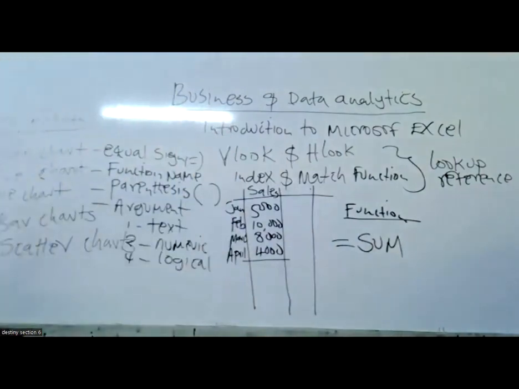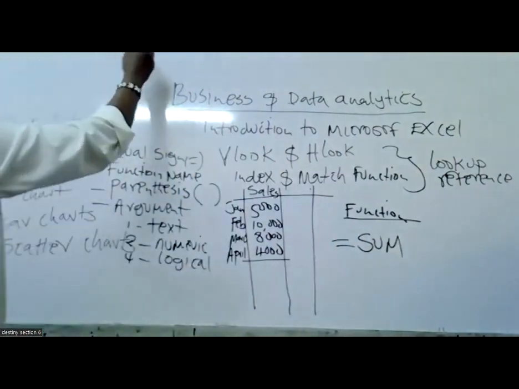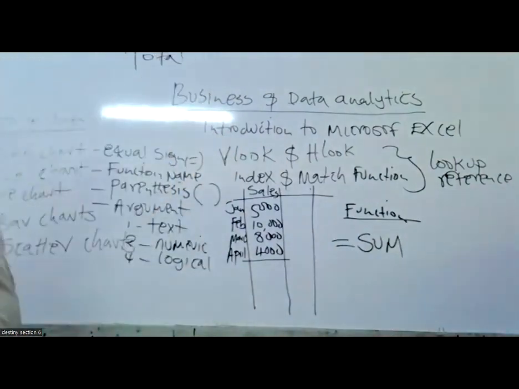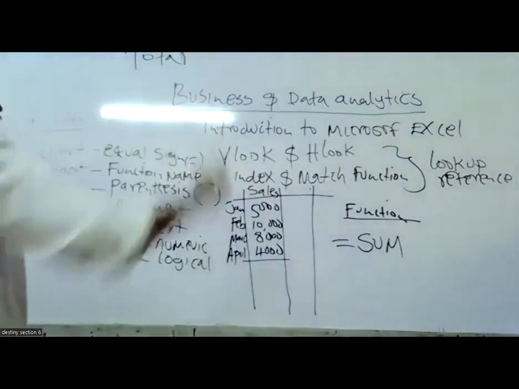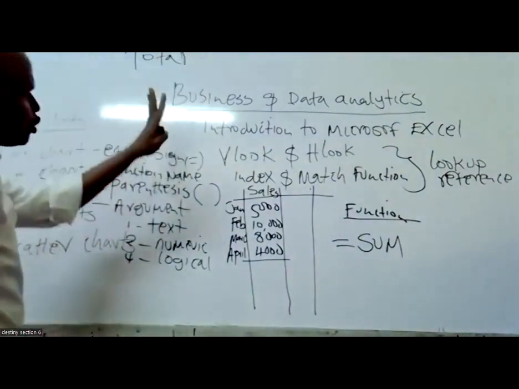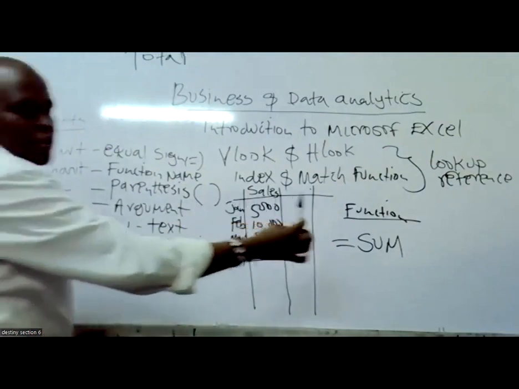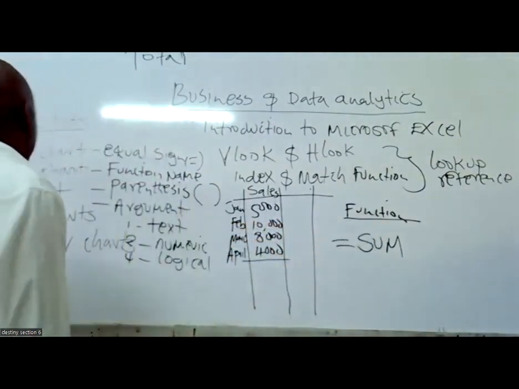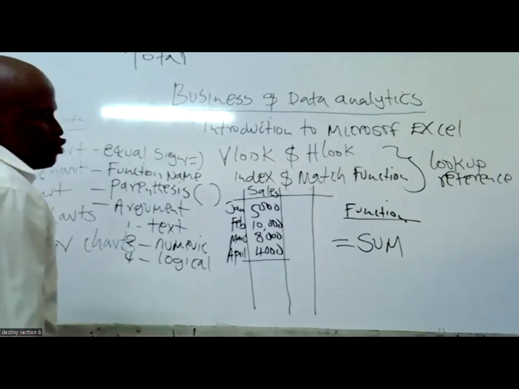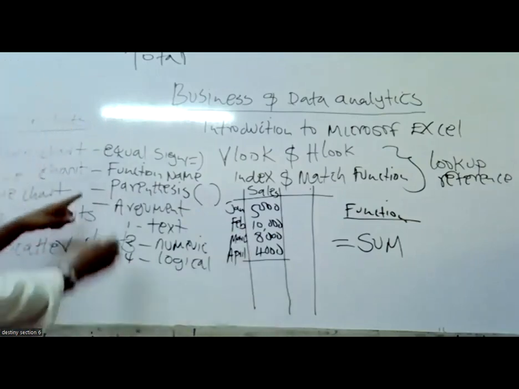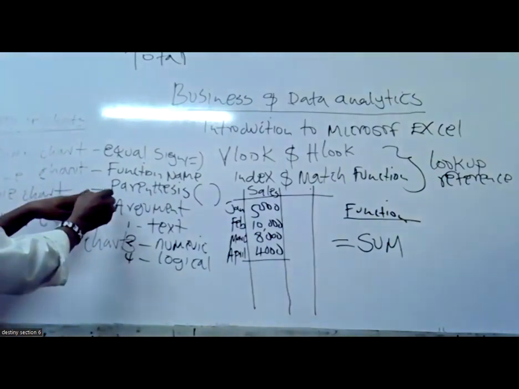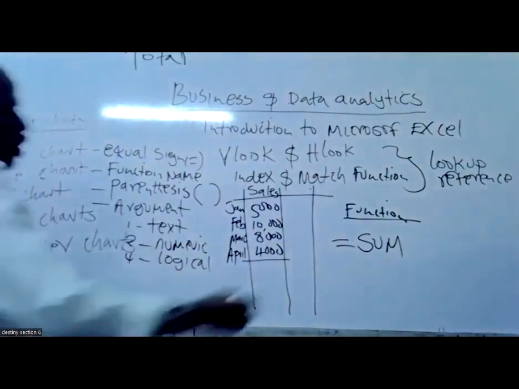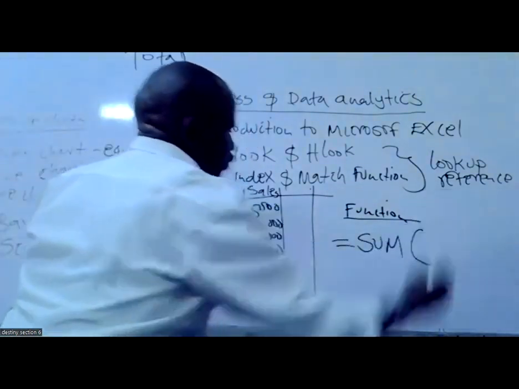For the function name, it is not total. We don't have any function called total. If it is the grand total, the function recognized by Excel is SUM. That is the sum. And then the next thing is the parenthesis. So I need to open a bracket.